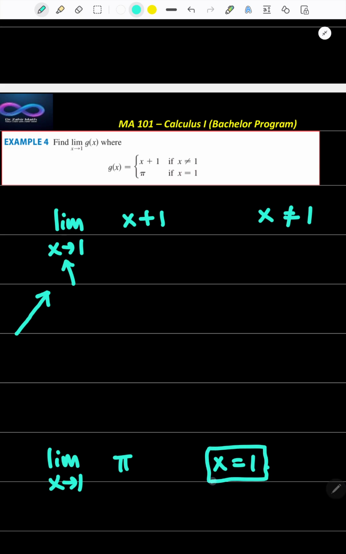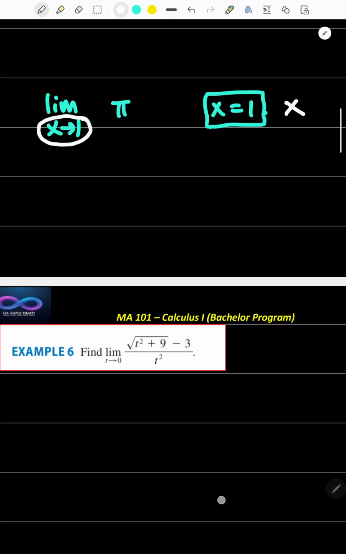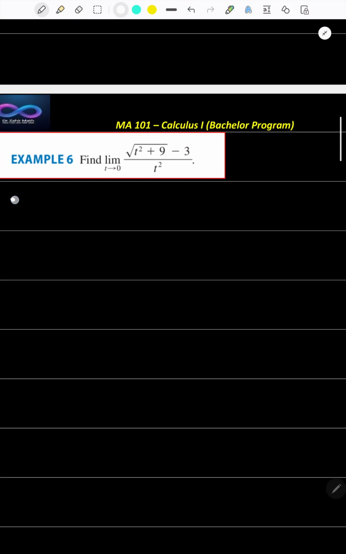But look here, there are two functions given. One is x equal to 1, and one is x not equal to 1. So which function will you choose? You will choose only this function, because if you choose the function with x equals 1, it is exactly touching. So that function will not come. You put x equal to 1 here, so 1 plus 1 is going to become 2. So easy question.